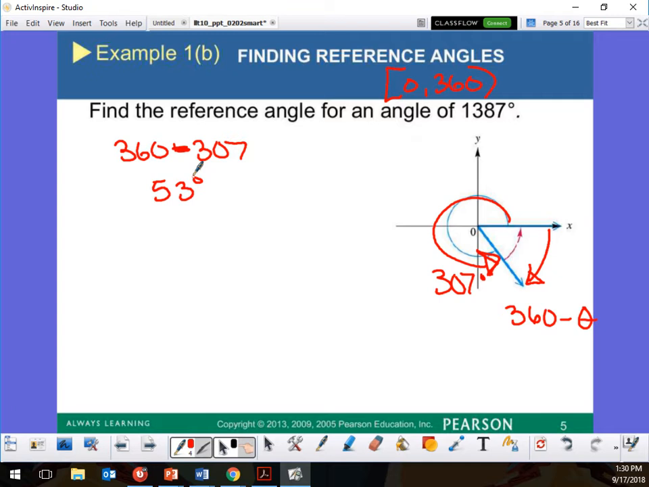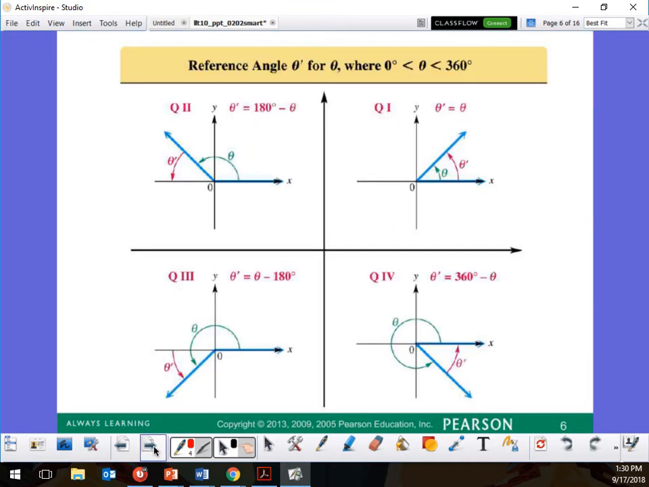Make sense? Okay, so again, quadrant 4 is 360 minus theta, and theta is whatever my angle is that they're giving me. All right, let's go with another one. In quadrant 2, I went with 180 minus my angle to get my reference angle. And in quadrant 1, it is what it is.